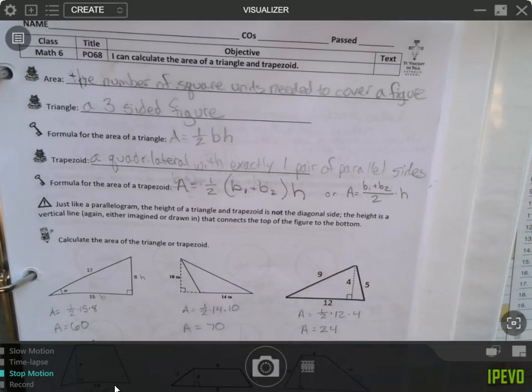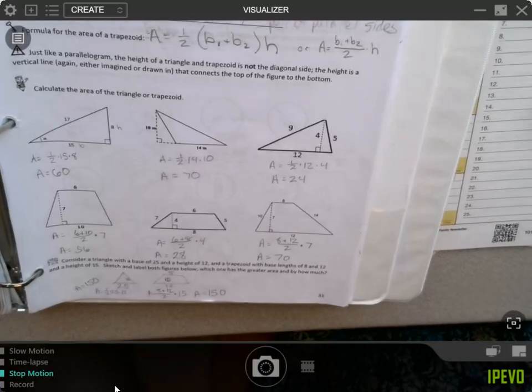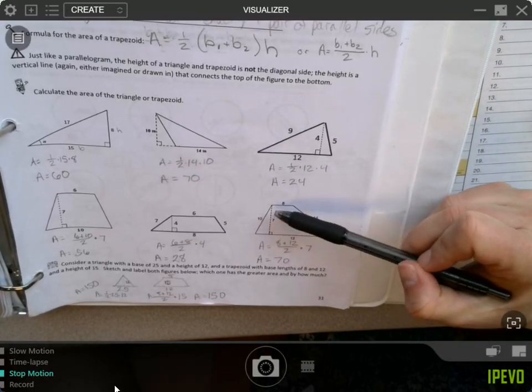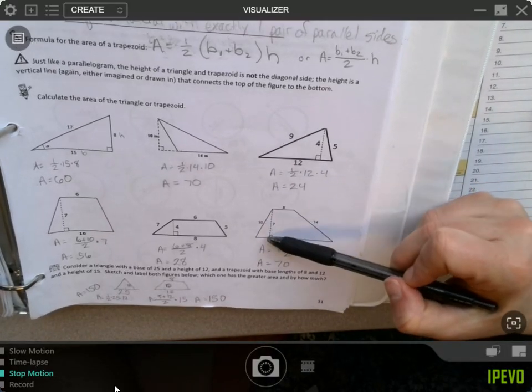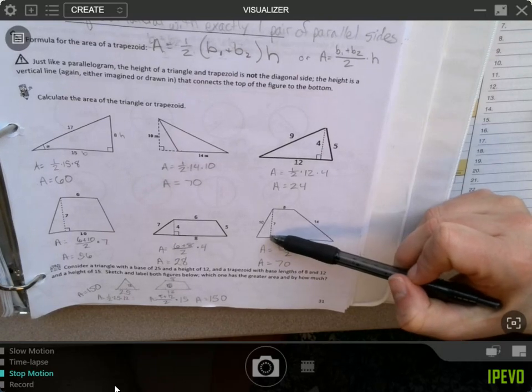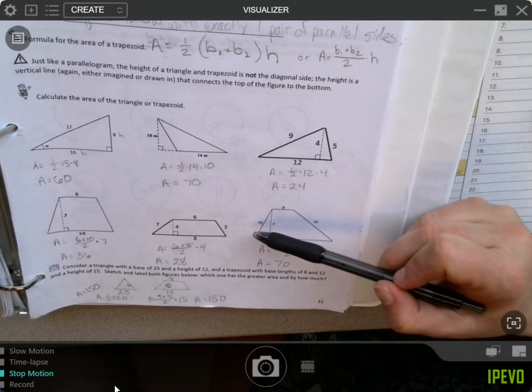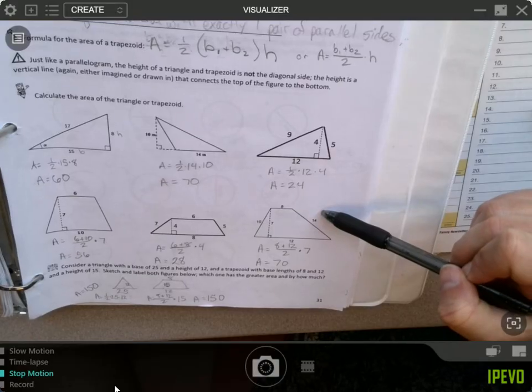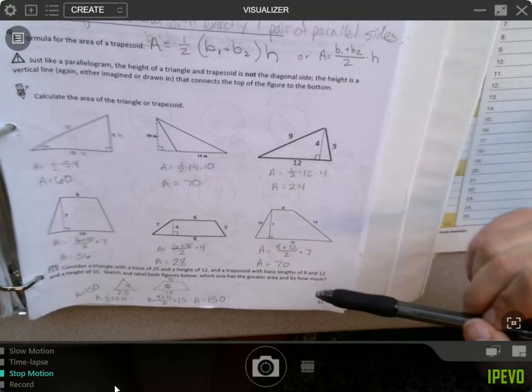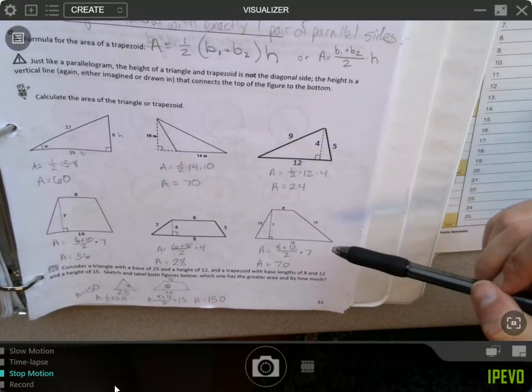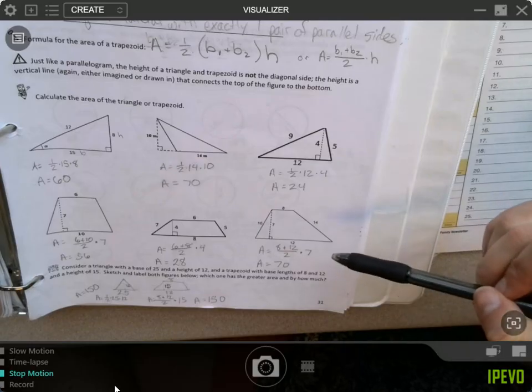Remembering that height goes from the base to the base, making a perpendicular line. Okay, it should be straight up and down, no diagonals. Cross off the diagonals. We do not need that for area. Only the perimeter. Don't need it for area.